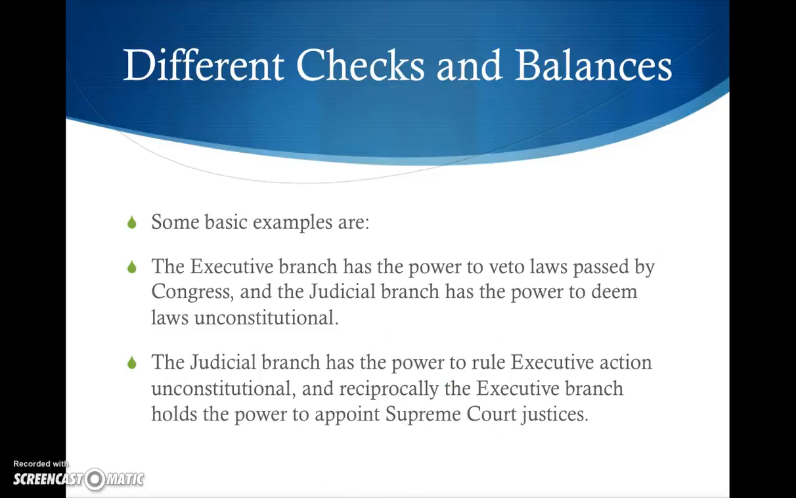And some different checks and balances, some examples here just to give a brief overview of what we're talking about. So like I said, Congress, their main power is to pass laws. The executive branch has the power to veto those passed laws. And if he believes they're not good for the American people, whatever it may be, he has the power to sign a veto saying, I don't want this law passed.